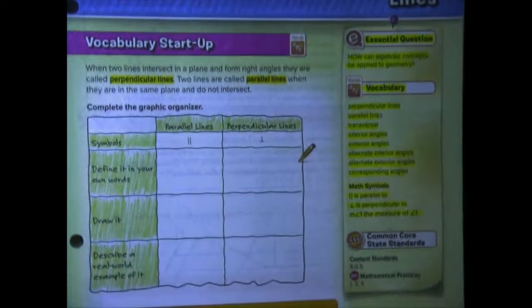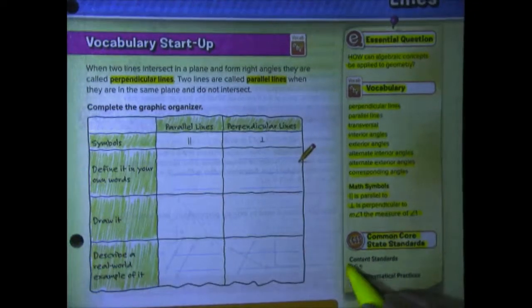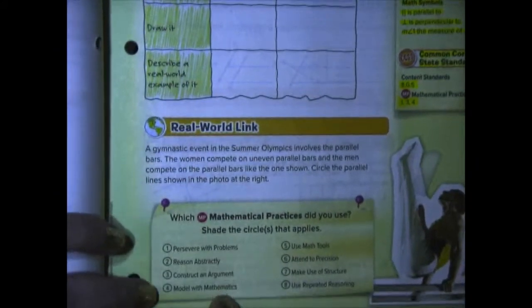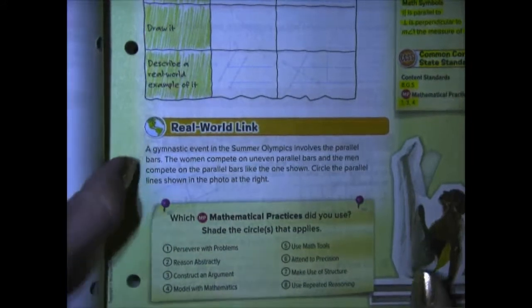The Common Core standards that we're going to be talking about here are 8.G.5, and we'll use mathematical practices 1, 3, and 4. So 1 means we're going to persevere with problems, 3 we're going to construct an argument, and 4 we're going to model with mathematics. So those are all things we'll be doing in this section.